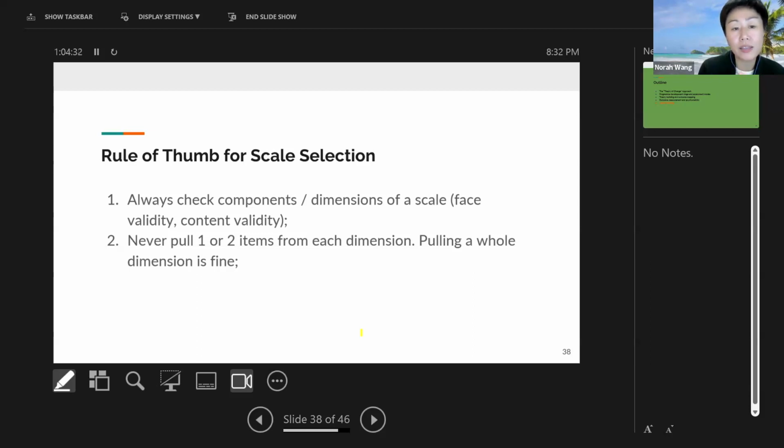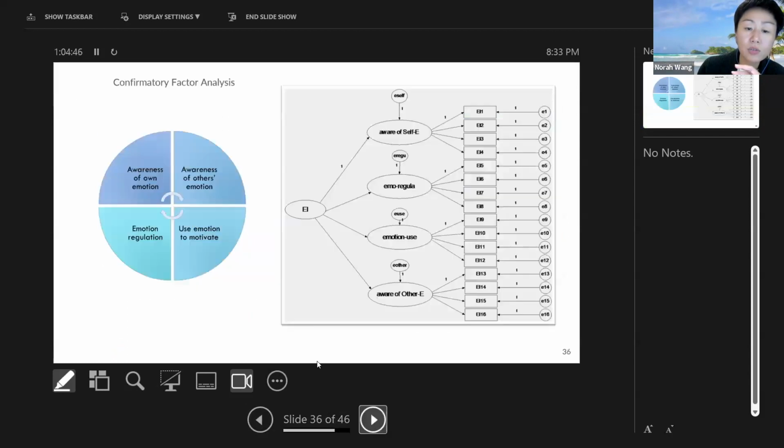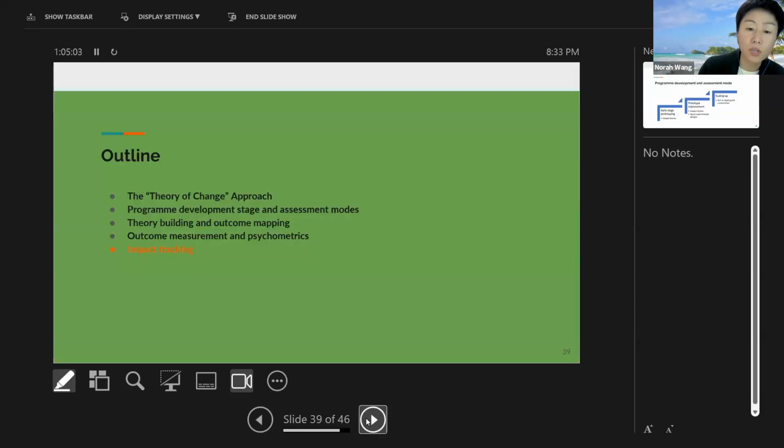Another rule of thumb is never pull 1 or 2 items from each dimension. If you want to pull items, pull a whole dimension out. Usually one dimension measures one outcome. For example, if you're interested in awareness of others' emotion, you pull those 4 items together. You don't pull 1 item out of awareness of others' emotion and 1 item out of awareness of your own emotion. That's a big no-no. If you want to pull items, you pull the whole dimension out, okay?